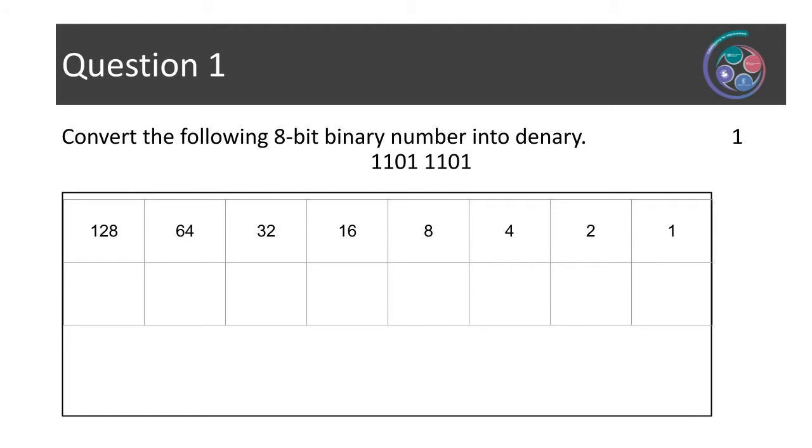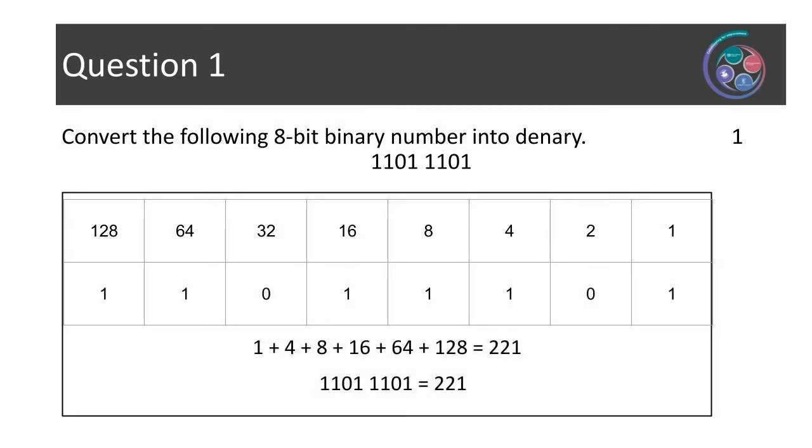I need to add up all the values of the 1s to be able to calculate what my 8-bit binary number is in denary. So in this question, I have 1, 4, 8, 16, 64, and 128. When I add all those numbers together, it gives me 221, which means 11011101 is 221, and that's the answer I would need to write to get my mark.